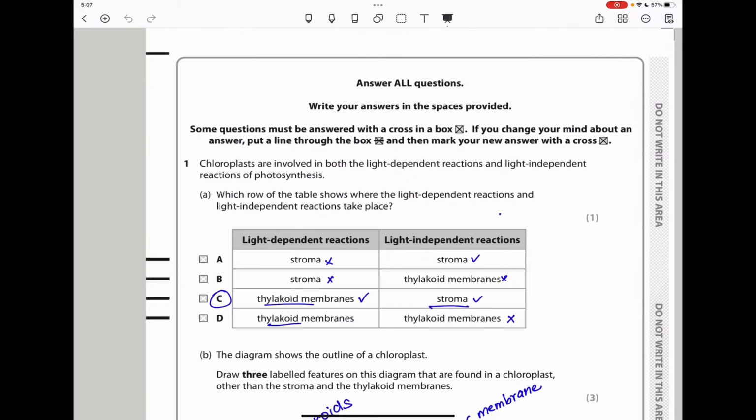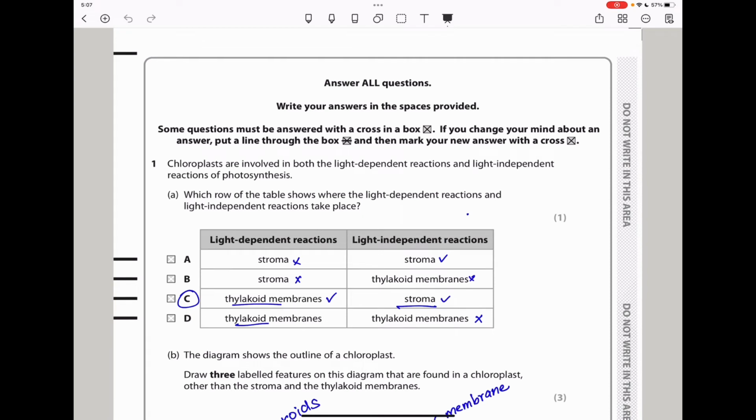Let's begin. Question 1 says, chloroplasts are involved in both the light-dependent reactions and light-independent reactions of photosynthesis. They ask which row of the table shows where the light-dependent reactions and the light-independent reactions take place. Since these are light-dependent reactions, they need to occur in a place that has the chlorophyll, which is the pigment that traps light. And since chlorophyll is located within the thylakoids, we can say this is good. The light-dependent reactions will occur in the thylakoids, and the light-independent reactions are going to occur in the stroma because they do not need the raw light.